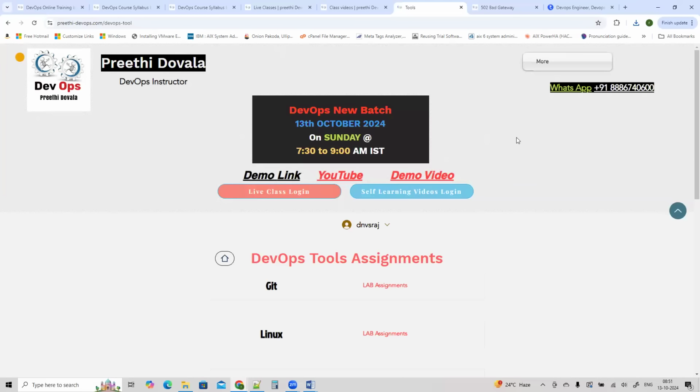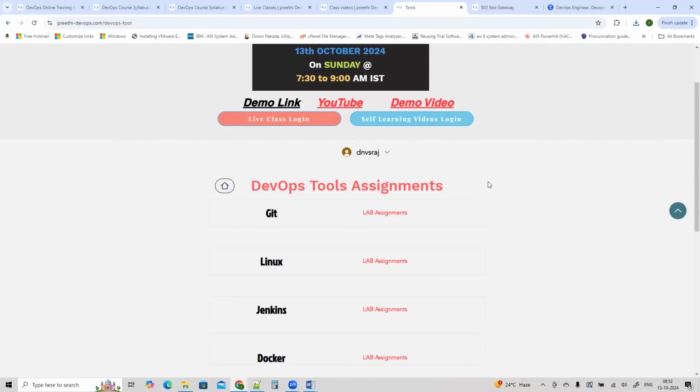So to save that time and to practice in an easy way, we are preparing this, still in the construction process, one by one. For example, tomorrow we are going to start Git. If you want to practice the Git we taught in the class, click on these lab assignments.